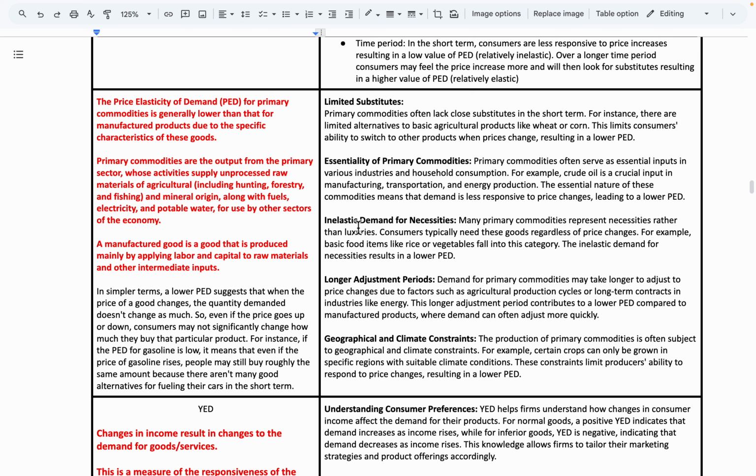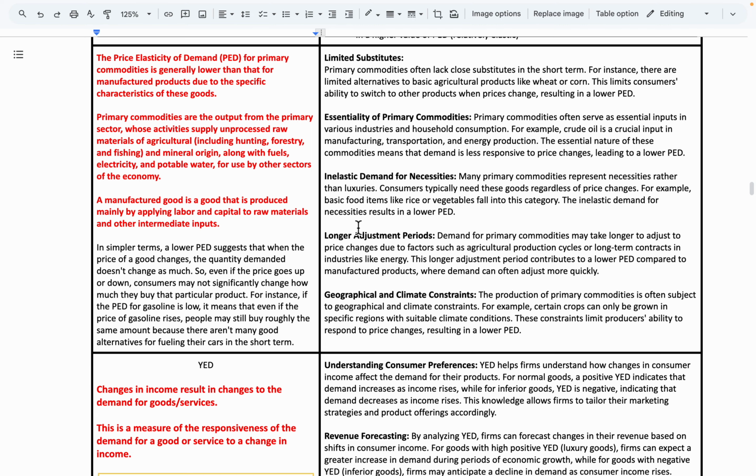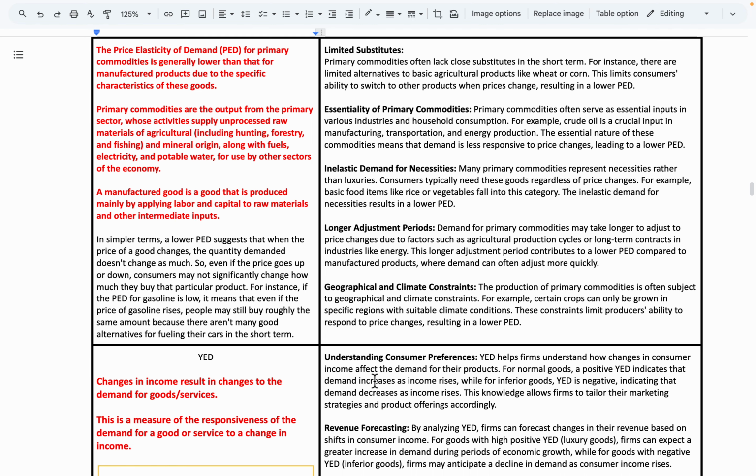So essentiality of primary commodities. For example, crude oil is a crucial input in manufacturing, transportation, and energy production. The essential nature of these commodities means that demand is less responsive to changes, leading to a lower PED.